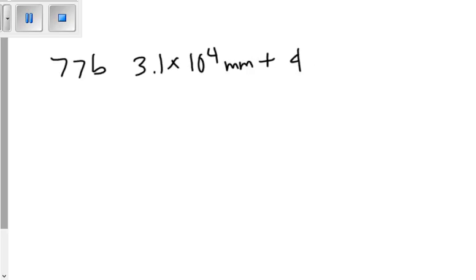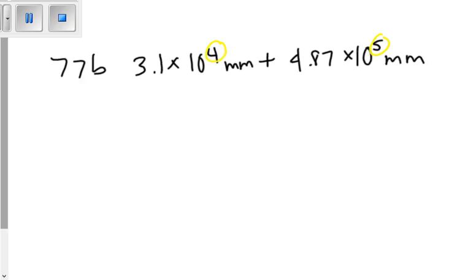So let's take a look at 77b and see if this is just as easy. So 3.1 times 10 to the 4th millimeters plus 4.87 times 10 to the 5th millimeters. So now our exponents here, 4 and 5, are not the same. So we need to change one of our numbers in order to get them the same.